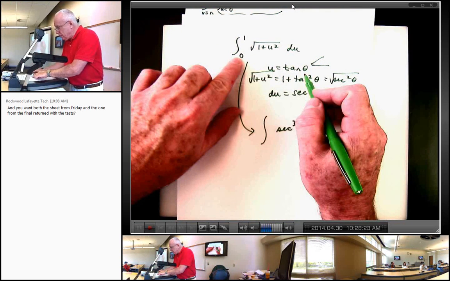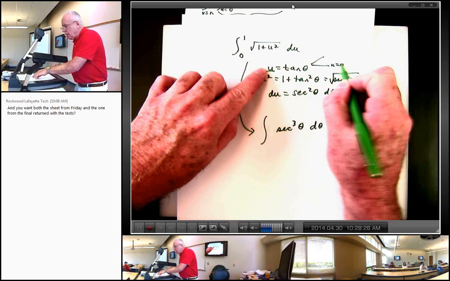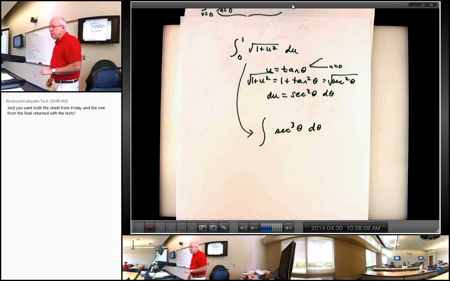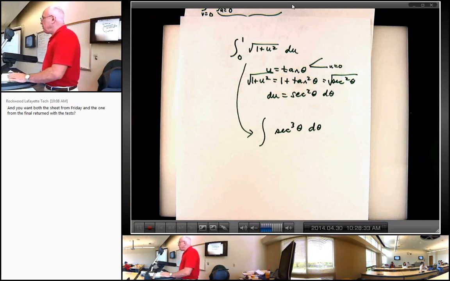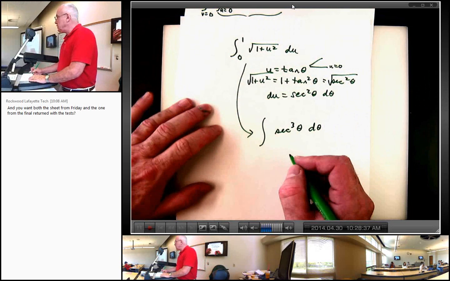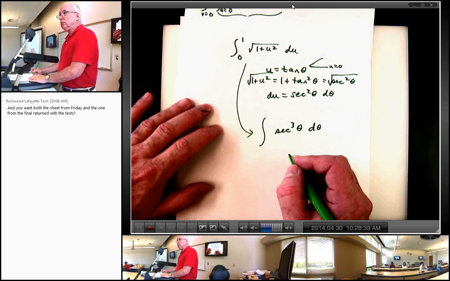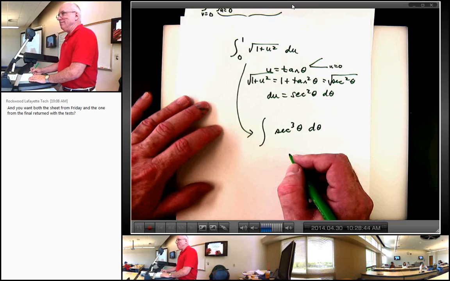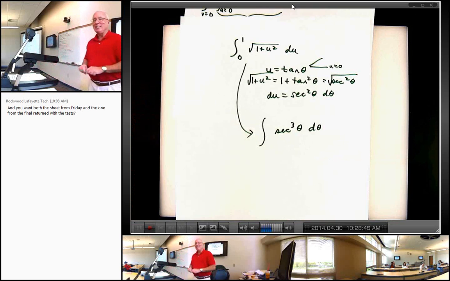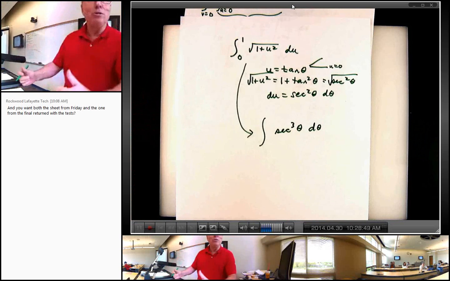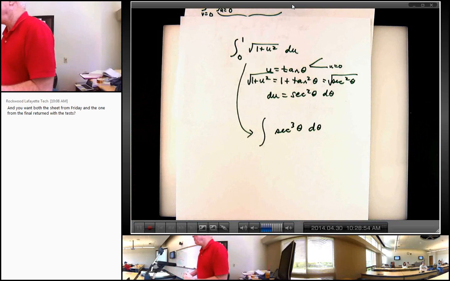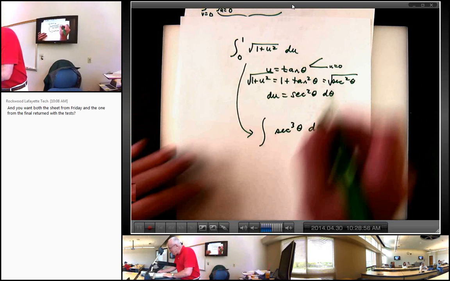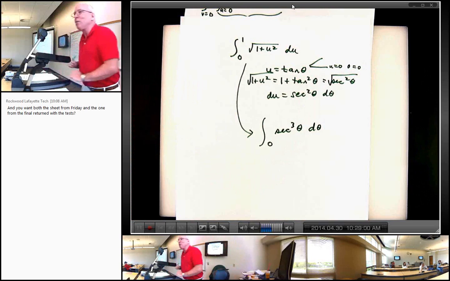So when u is equal to 0, the tangent of theta would be equal to 0. So what would our theta be equal to? What tangent gives you a 0? Okay, tangent is what? Sine over cosine. Where does sine give you a 0? At 0, right? Okay. So theta equals 0 would be our lower limit.